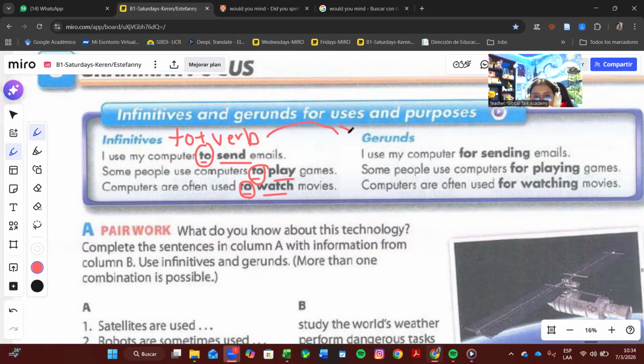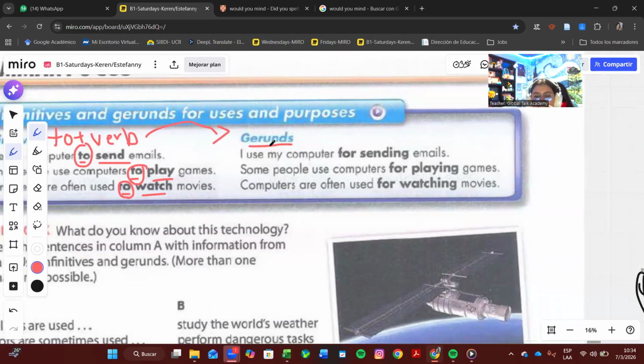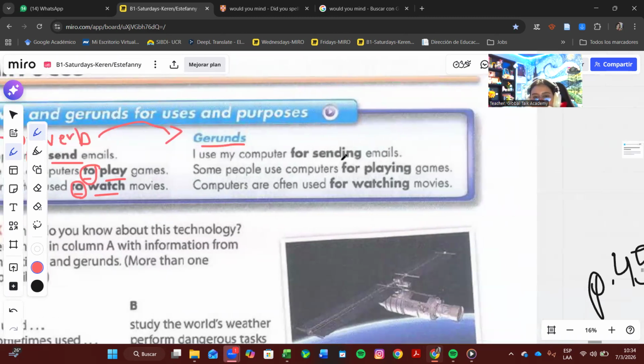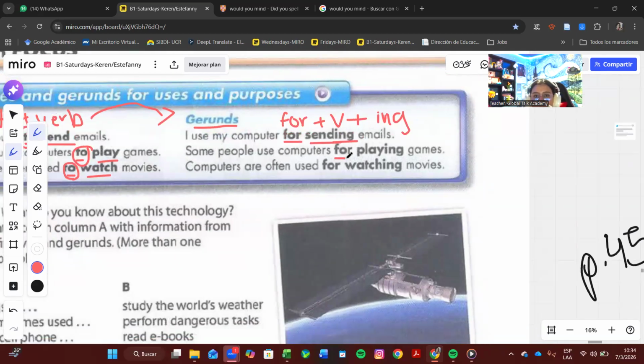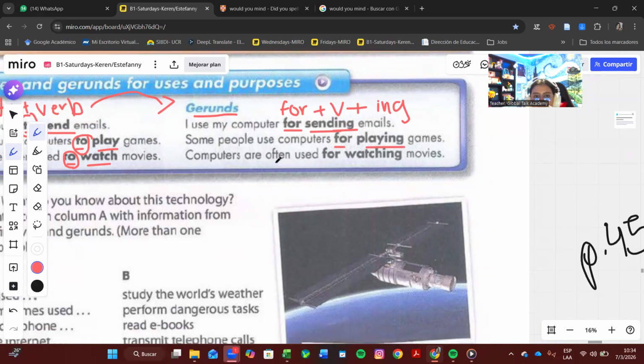On the other side, we have gerunds. In this case, the ending is ing. So we have to conjugate the verbs to the ing form. So I use my computer for sending. So we have for plus verb plus ing. I use my computer for sending emails. Some people use computers for playing games, and computers are often used for watching movies. So when we use for, we have to use ing.